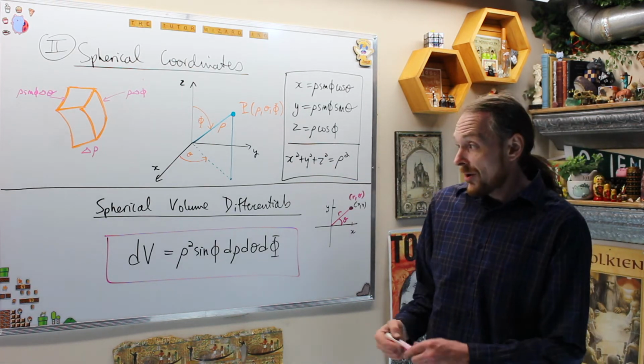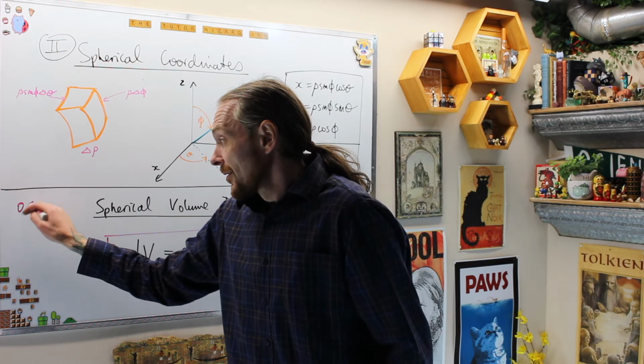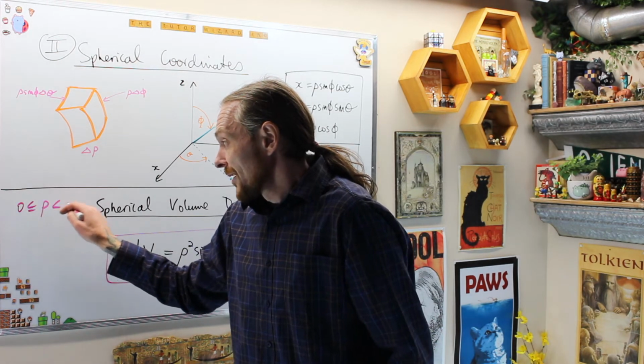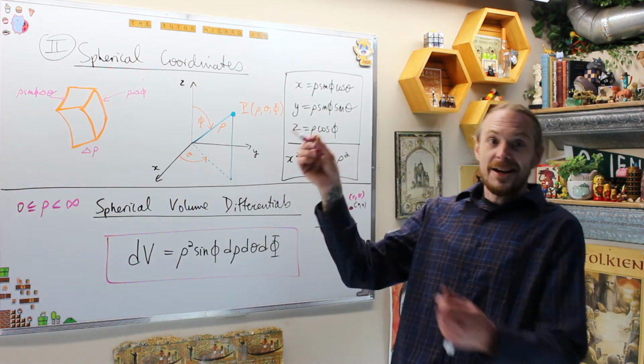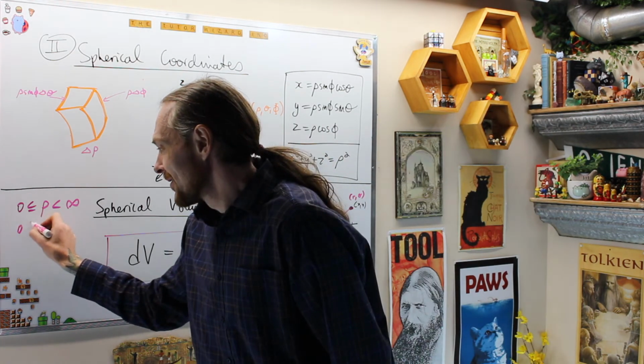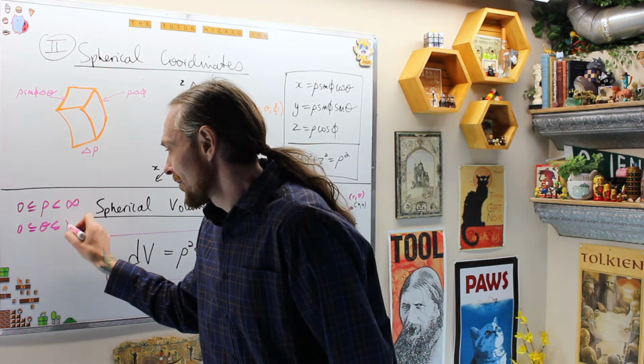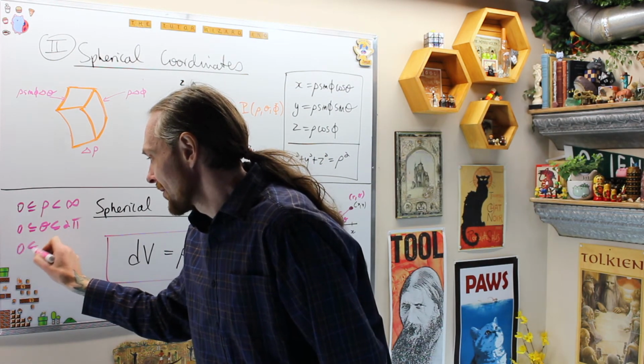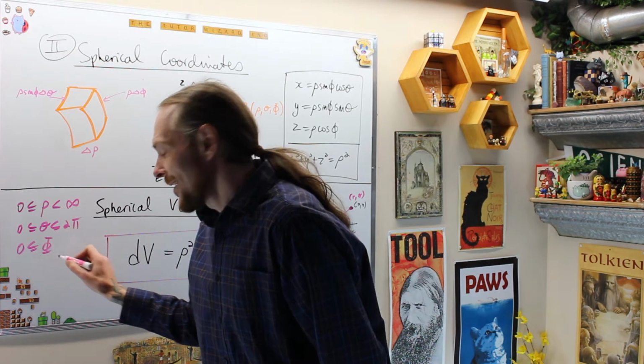So in general, for these 3 general regions, we're going to have that 0 is less than or equal to rho is less than or equal to some radius. And then we're going to have 0 is less than or equal to theta is less than or equal to 2 pi, and 0 is less than or equal to phi, not phi.